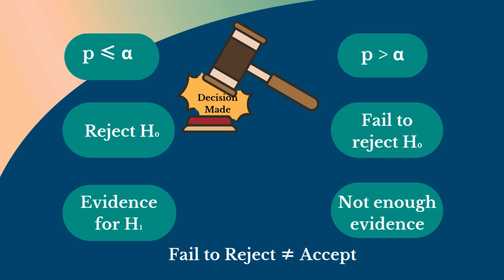Notice, we say fail to reject instead of accept the null. That's because not finding evidence against something doesn't mean it is necessarily true. It just means our data wasn't strong enough to disprove it.